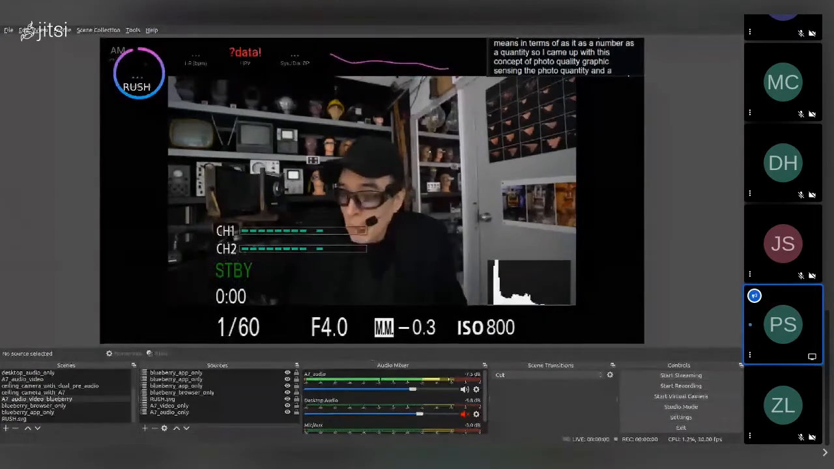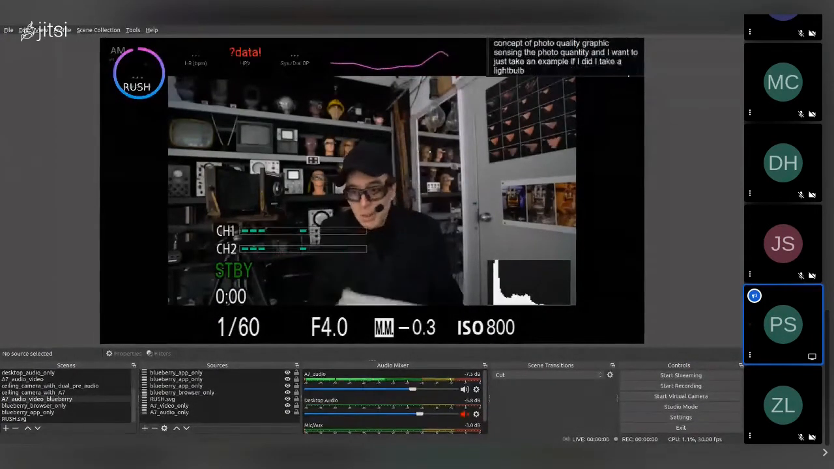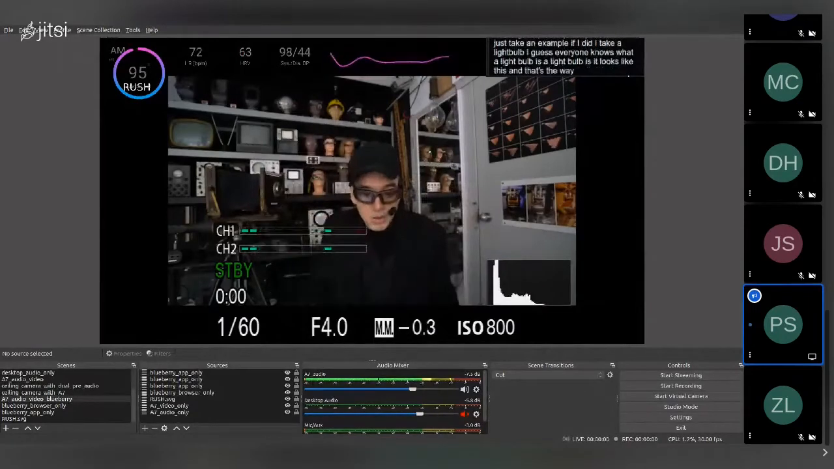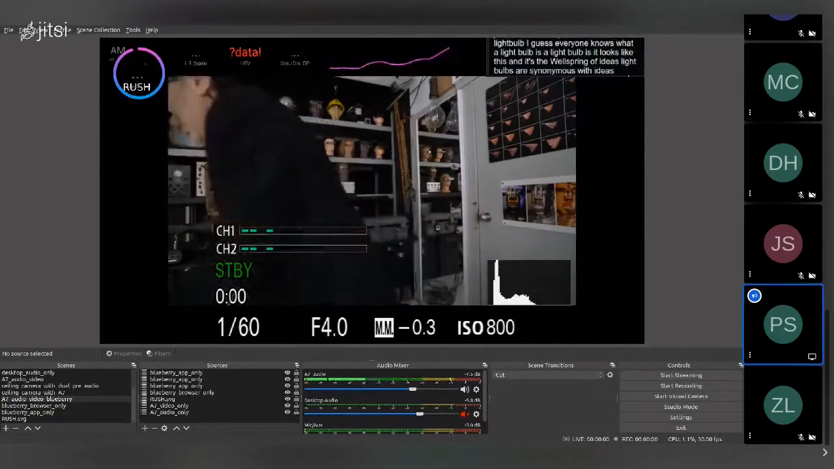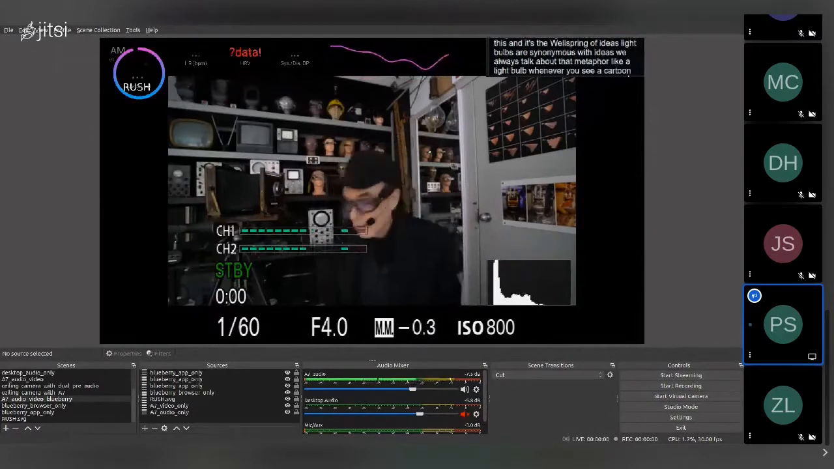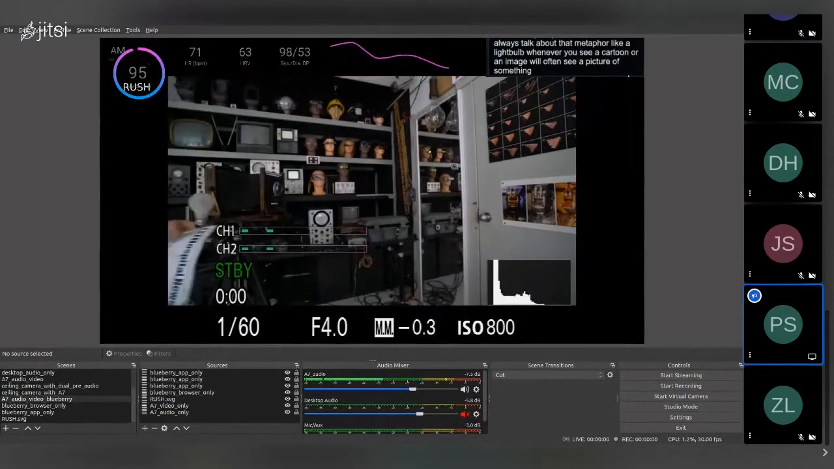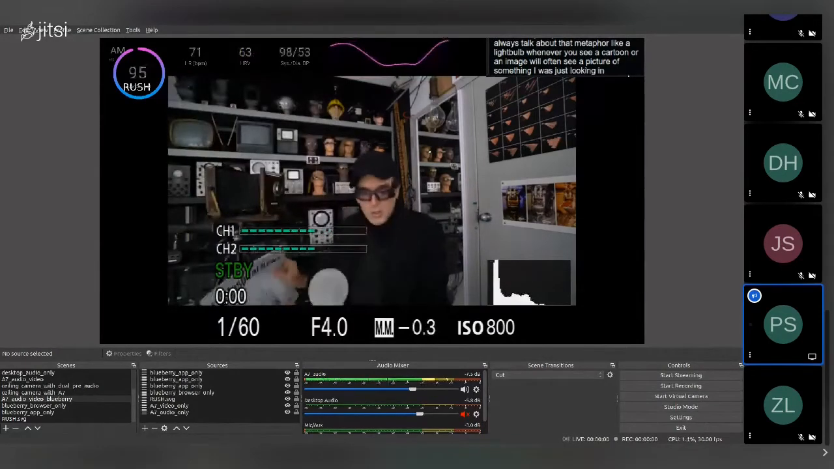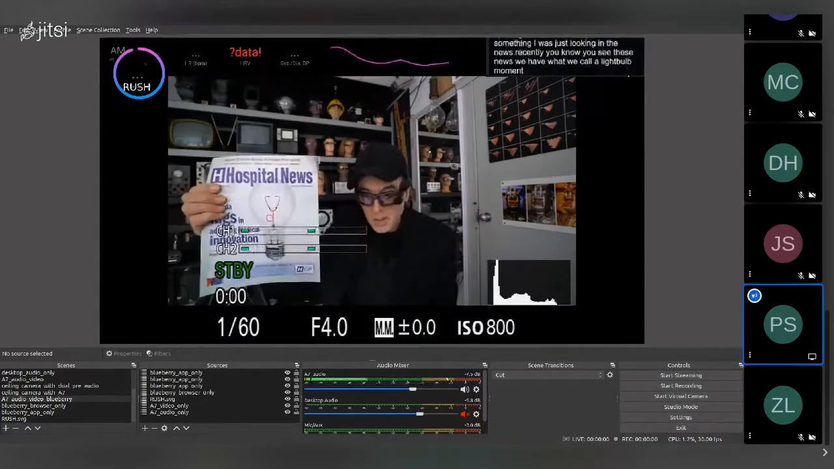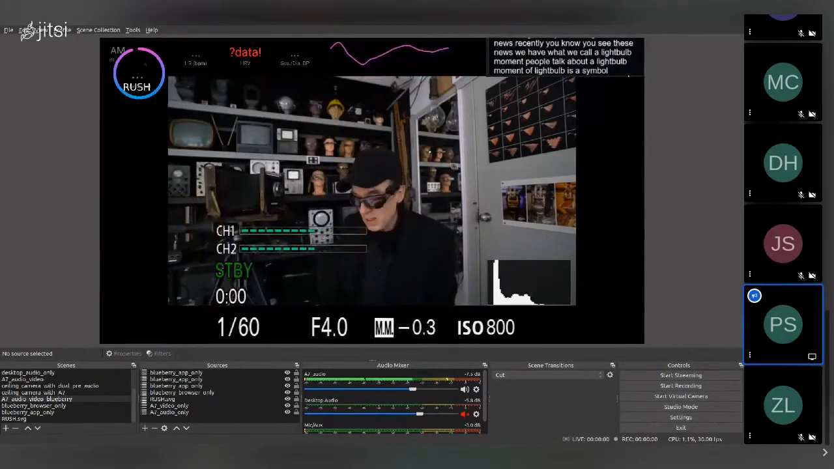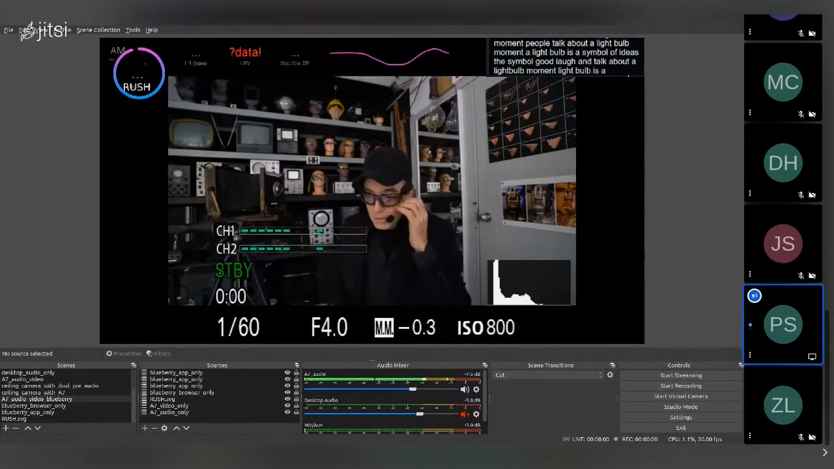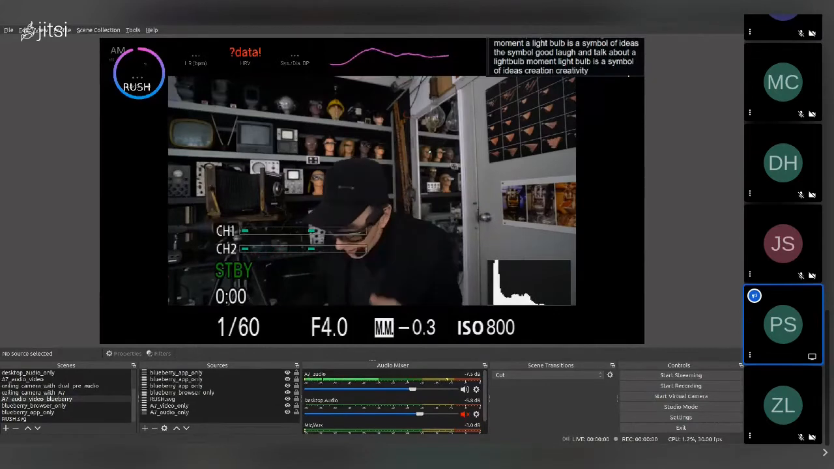And I want to just take an example. If I take a light bulb, I guess everyone knows what a light bulb is. A light bulb looks like this, and it's the wellspring of ideas. Light bulbs are synonymous with ideas. We always talk about that metaphor. Whenever you see a cartoon or an image, you'll often see a picture of a light bulb. People talk about a light bulb moment. A light bulb is a symbol of ideas, creation, creativity, and how we think of things.